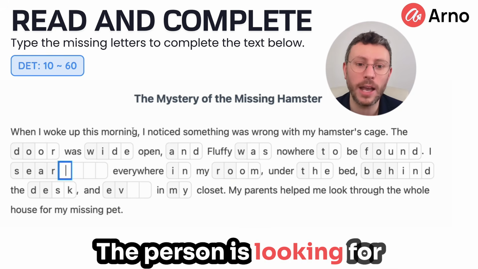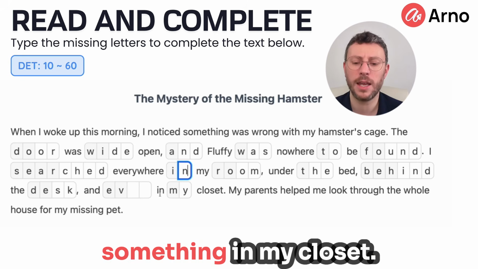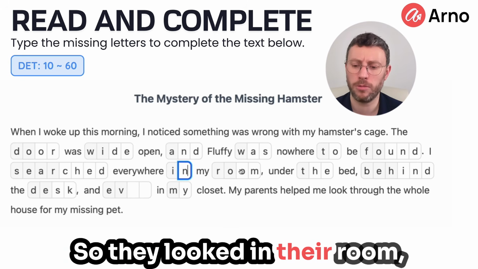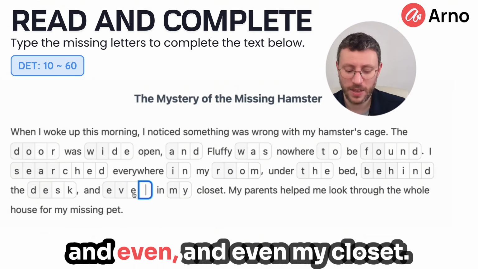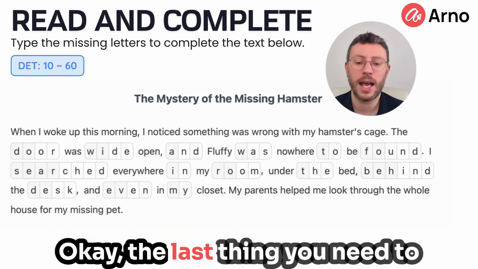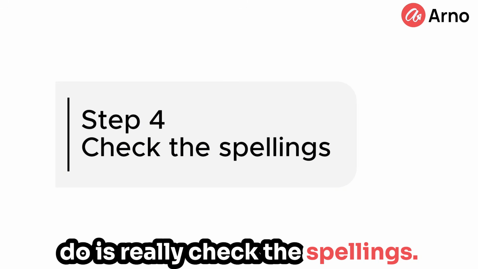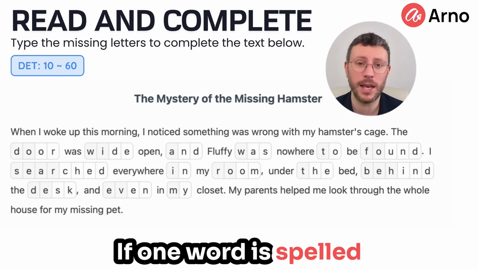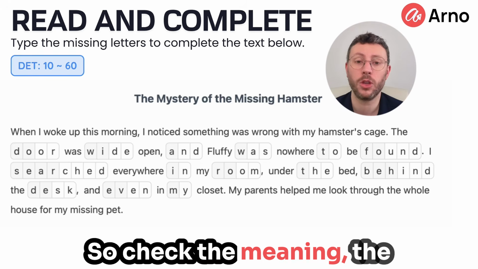The person is looking for the hamster. Searched. We know it's past. And there's one more. And something in my closet. So they looked in their room, under the bed, behind the desk, and even my closet. Okay, the last thing you need to do is really check the spellings, okay? If one word is spelt incorrectly, it will be wrong, okay? So check the meaning, the grammar, and the spellings.